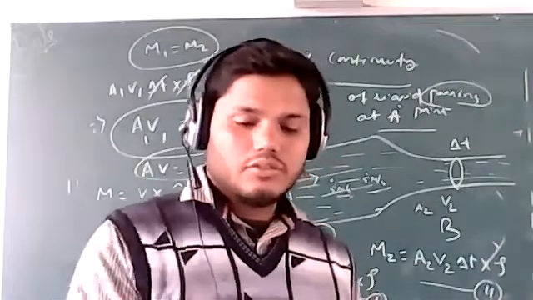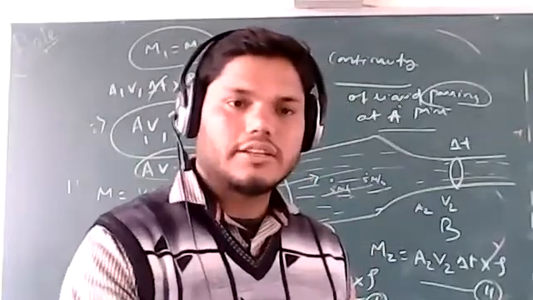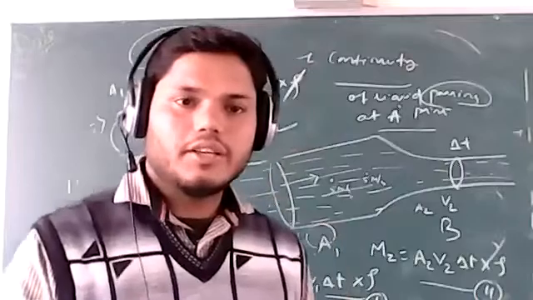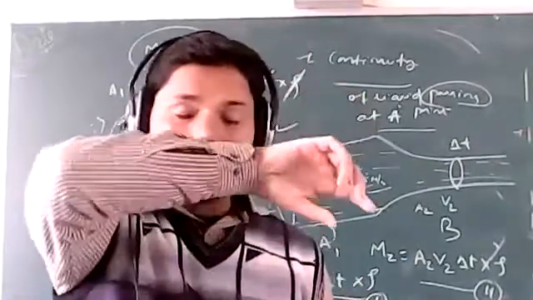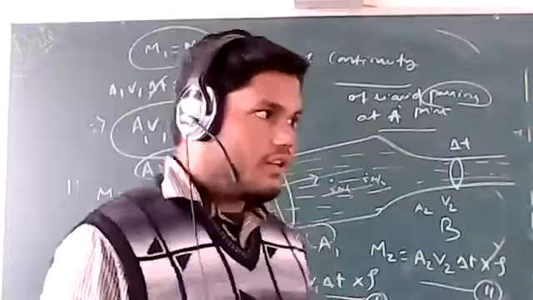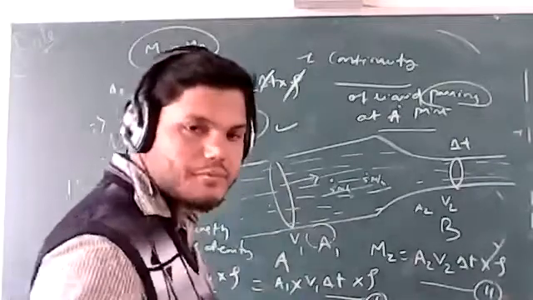Okay. So equation of continuity says that the product of area into velocity of the liquid will be constant throughout the flow. That means it will remain conserved, or A into V remains constant. Okay.